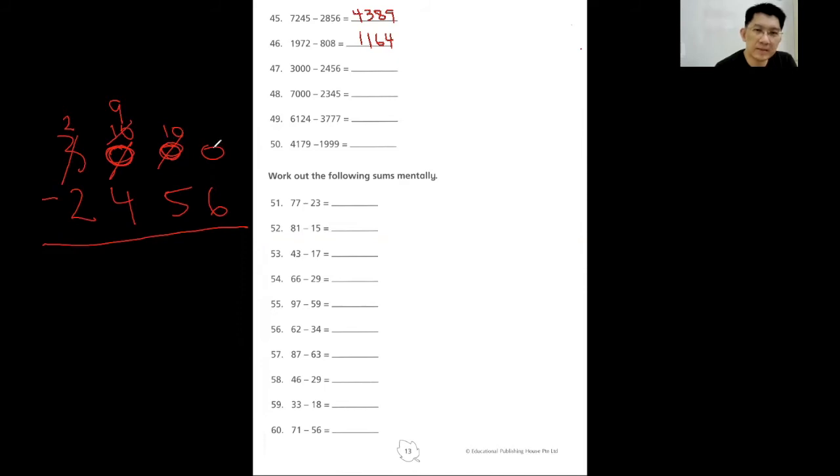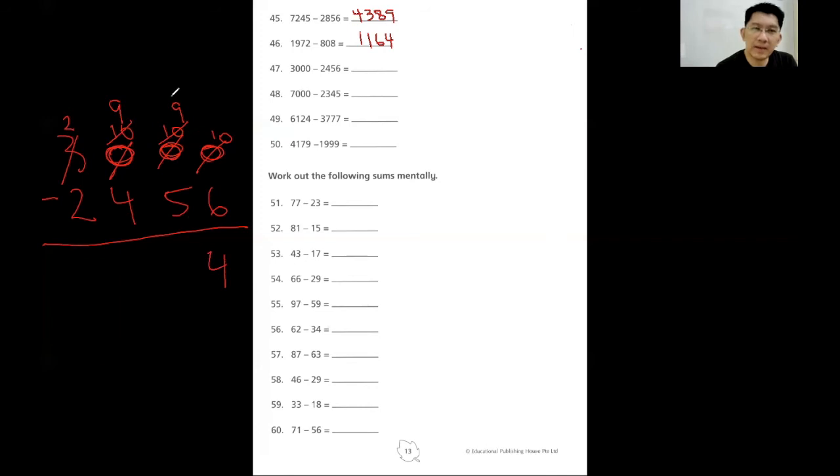And the last 0 wants to borrow from this 10. So you take 1, it becomes 9. And this 0 gets 10. So this 0 becomes 10. All right, that's how we do that. So now, let's do the calculation. 10 minus 6 is 4.